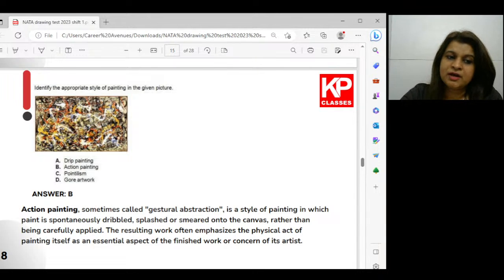So over here, let's talk about action painting. Sometimes it's also called gestural abstraction, meaning it is based on your gestures.